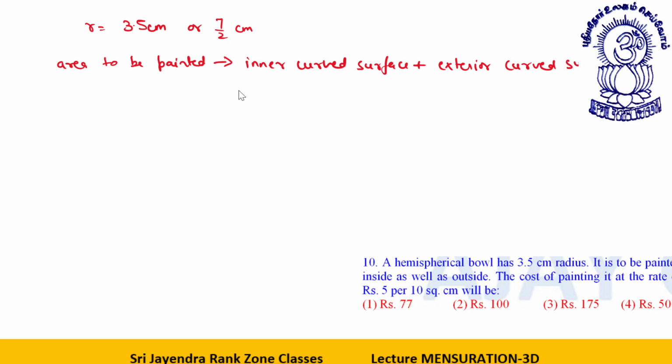So that is 2 pi r square plus again 2 pi r square, that is 4 pi r square. That is 4 into 22 by 7 into 7 by 2 into 7 by 2. 2 and 2 cancel with 4, 7 and 7 cancel. This is 154 centimeter square. This is the area.